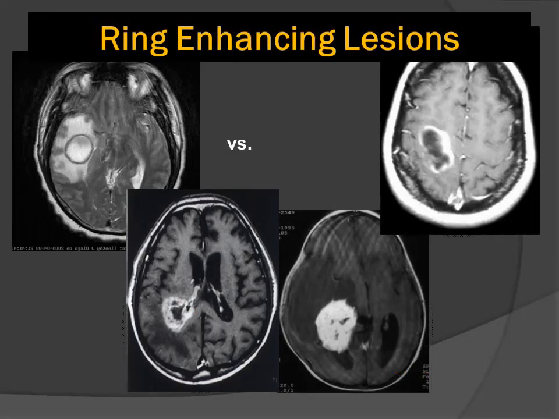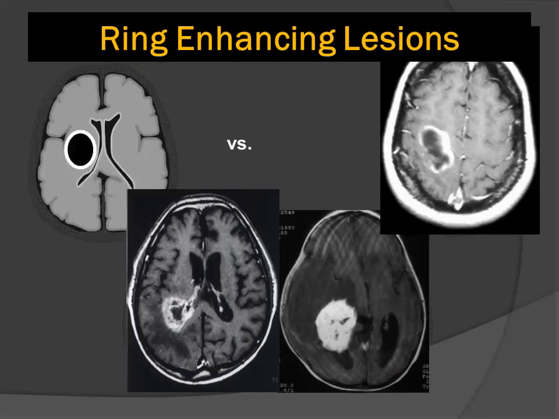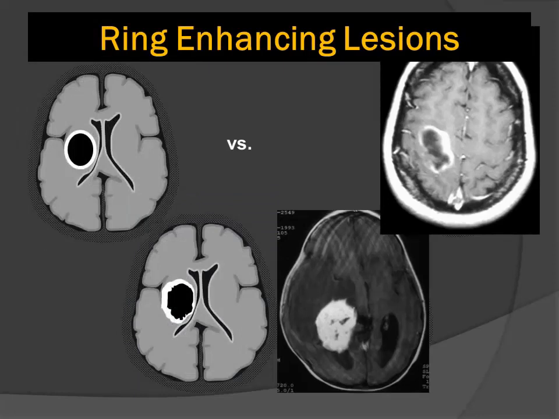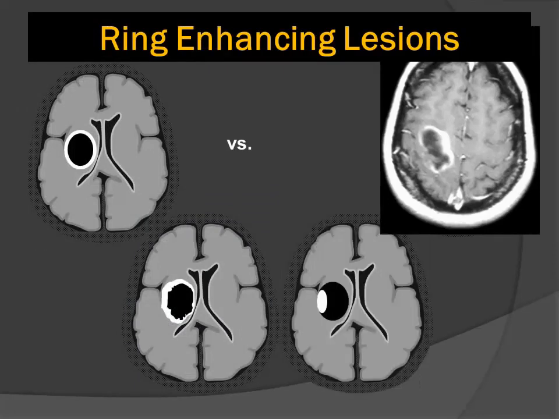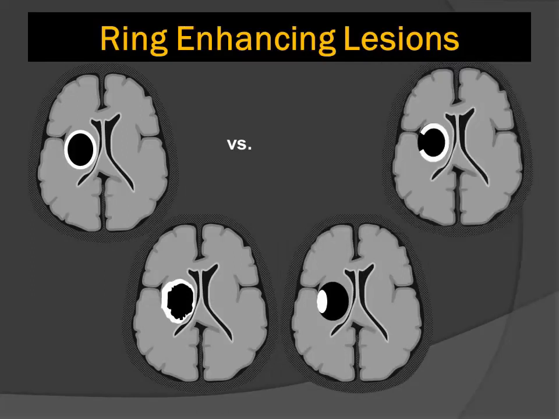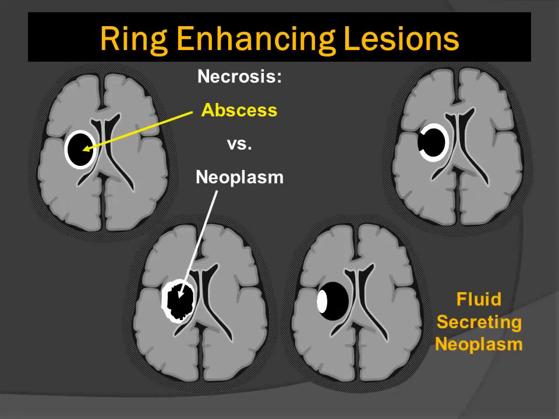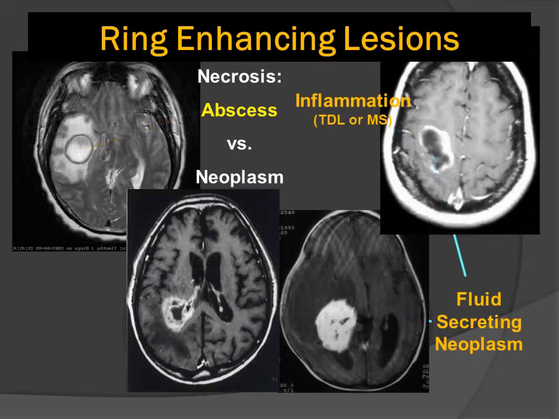So when we examine ring-enhancing lesions, we look for these characteristic patterns: round and smooth for an abscess, shaggy inner margin, thick wall for a necrotic neoplasm, an incomplete or non-enhancing rim for a fluid-secreting tumor, and a partial rim of enhancement can occur also in tumefactive demyelinating lesions. So abscess, neoplasm with necrosis, fluid-secreting tumor, and tumefactive demyelination and other causes of demyelination can all have a characteristic pattern of enhancement.